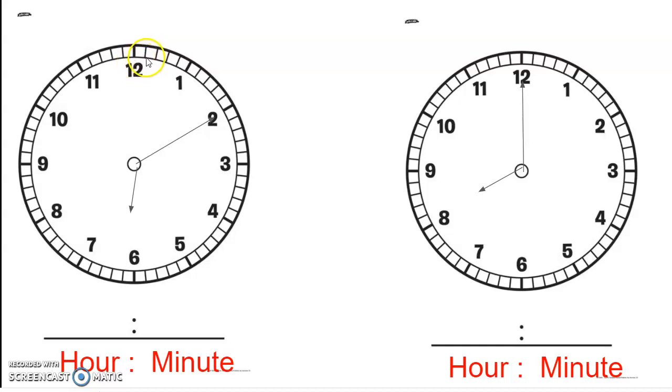And if you go 1, 2, 3, 4, 5 minutes with the long hand, you're actually at the 1. So each number represents 5 minutes. So we can connect that to our skip counting by fives to count the minutes.